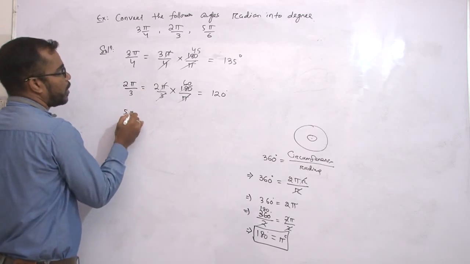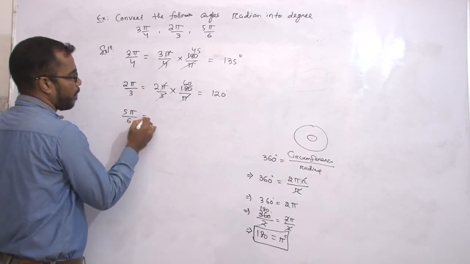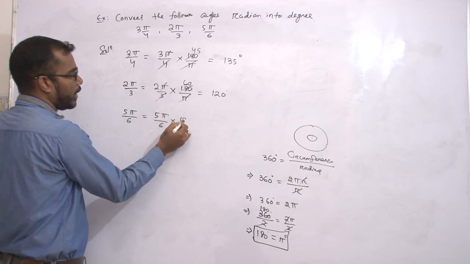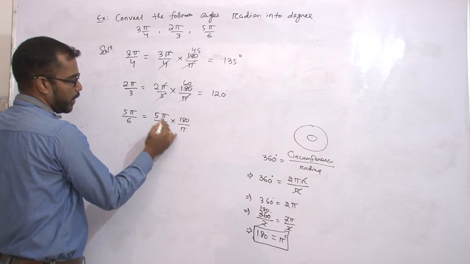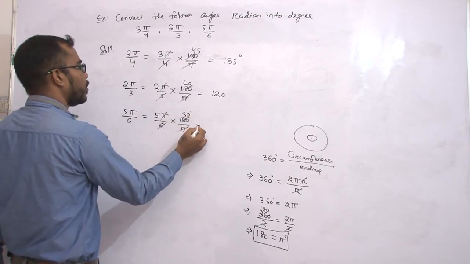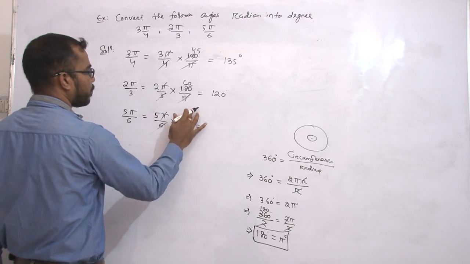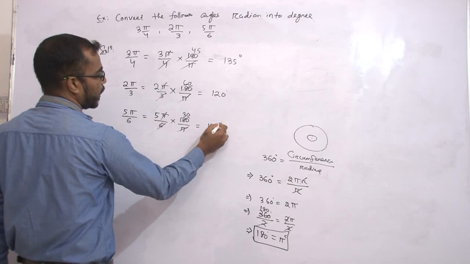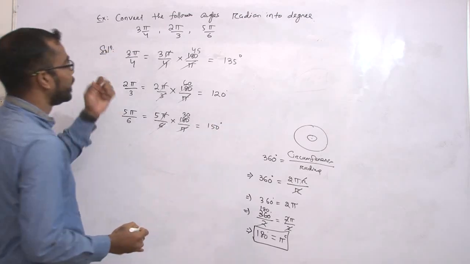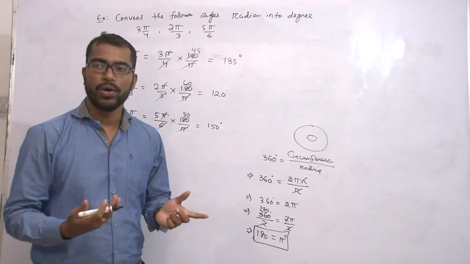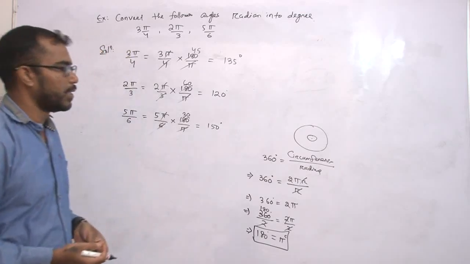And the last one, 5 pi by 6, that is 5 pi by 6 into 180 by pi. If we cancel pi, here we get 30 degree, so we multiply 5 and 30 and get 150. So this is the procedure to convert degree to radians or radian to degree.